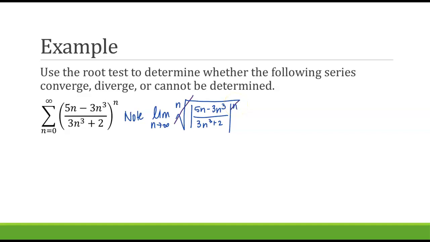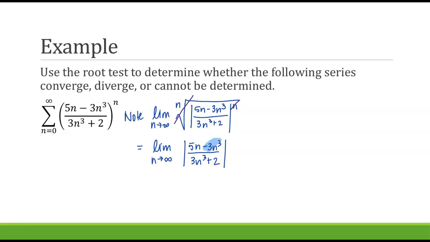We get that that root and power cancel, and then we're just evaluating the limit of a rational expression, but with absolute value bars around it. So we have absolute value 5n minus 3n cubed over 3n cubed plus 2. When evaluating a limit at infinity, if we have a rational expression, then we can think about that end behavior, the horizontal asymptote, so we can look at the dominating term in the numerator and the denominator and compare them.